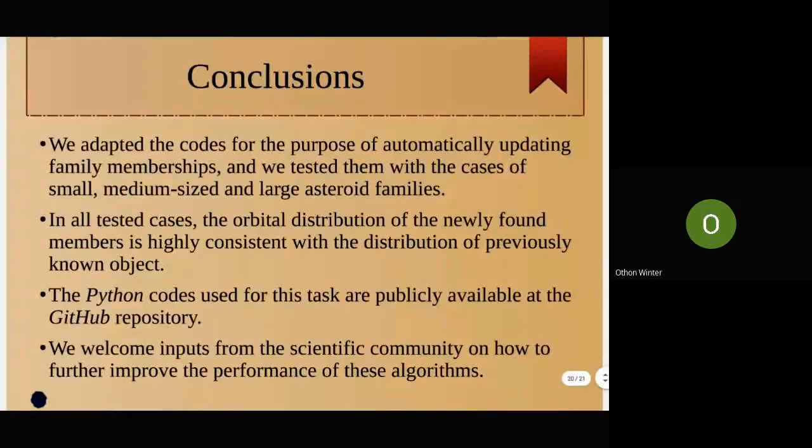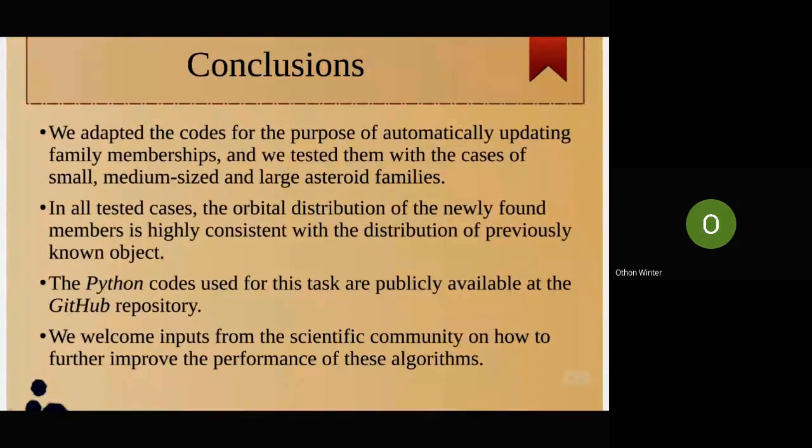So we adapted the code for the purpose of automatically updating family membership, and we tested it with the cases of small, medium-sized, and large asteroid families. In all tested cases, the orbital distribution of the newly found members is highly consistent with the distribution of previously known objects. And the Python code that we use for this task is publicly available at the GitHub Asteroid repository.